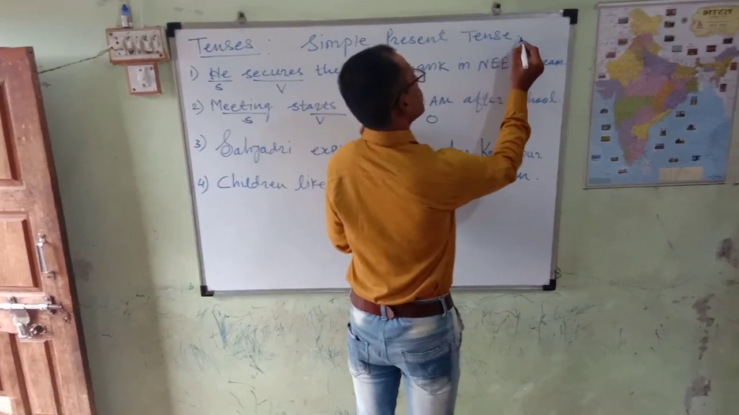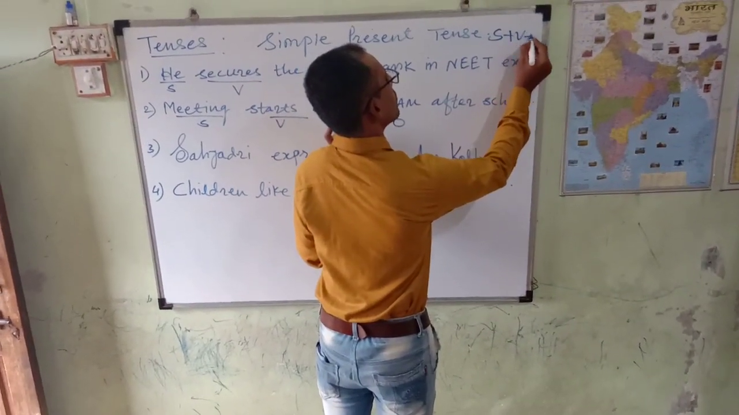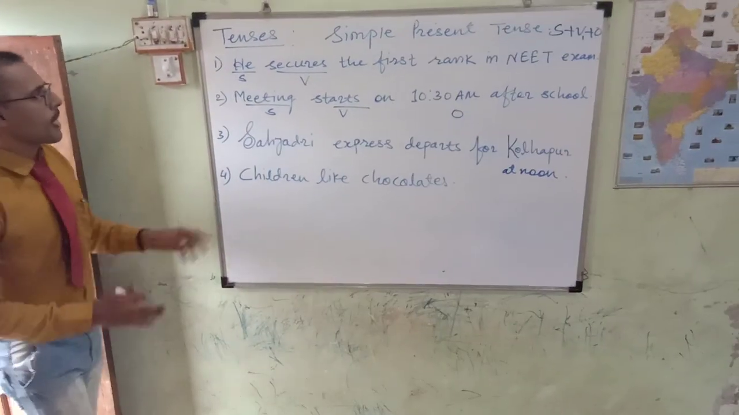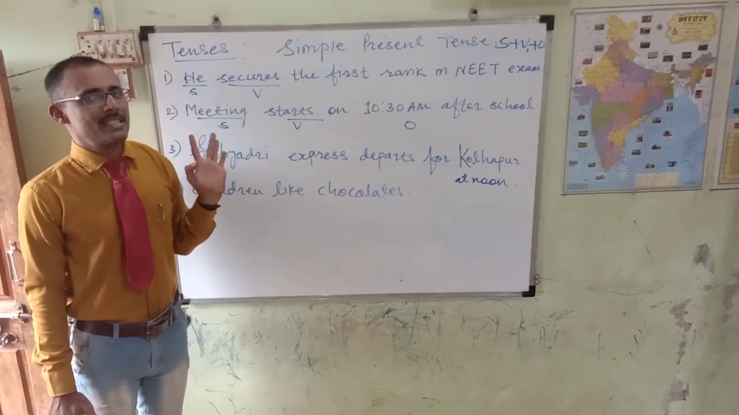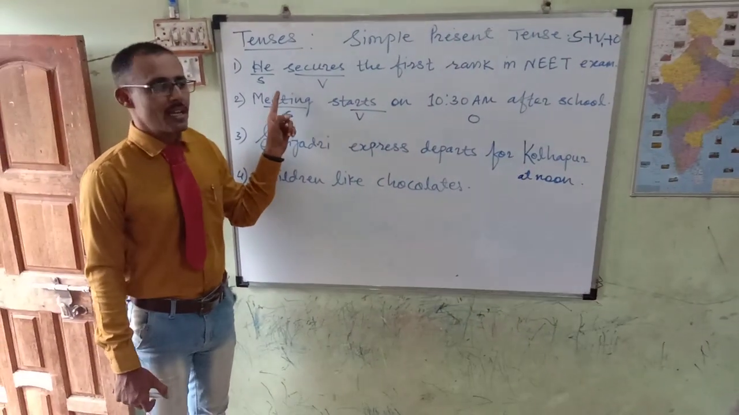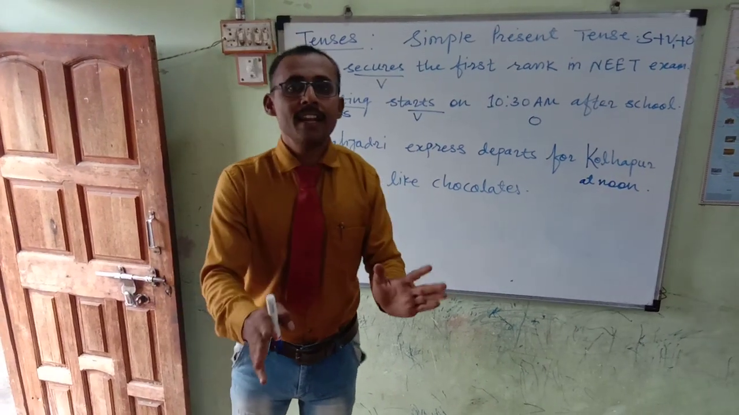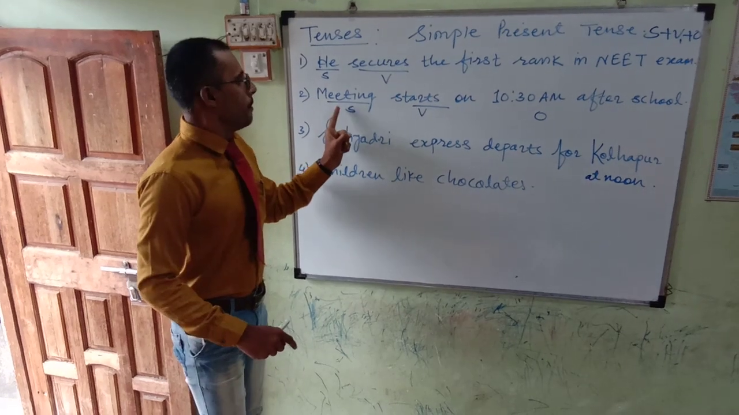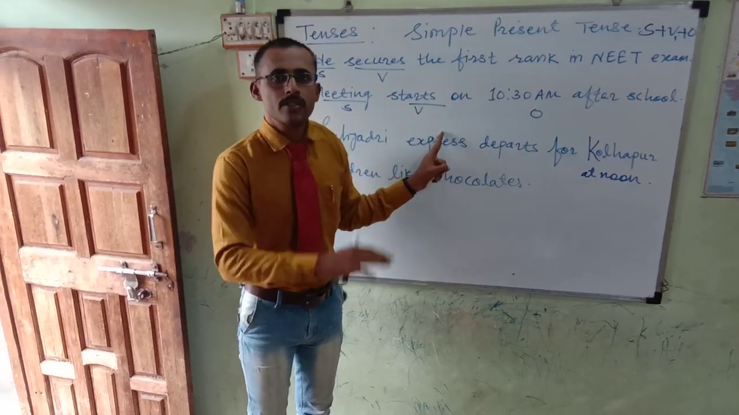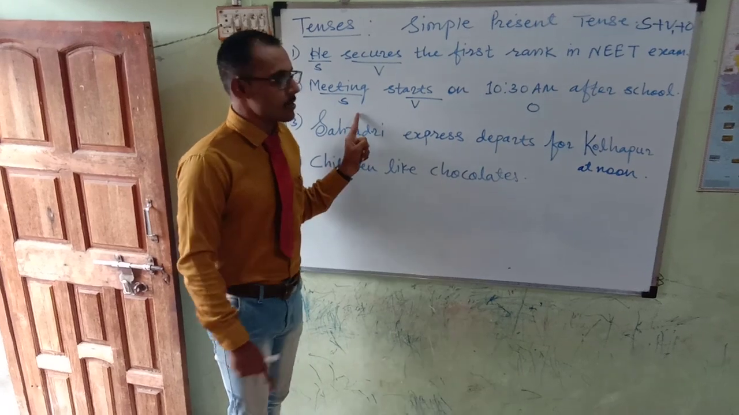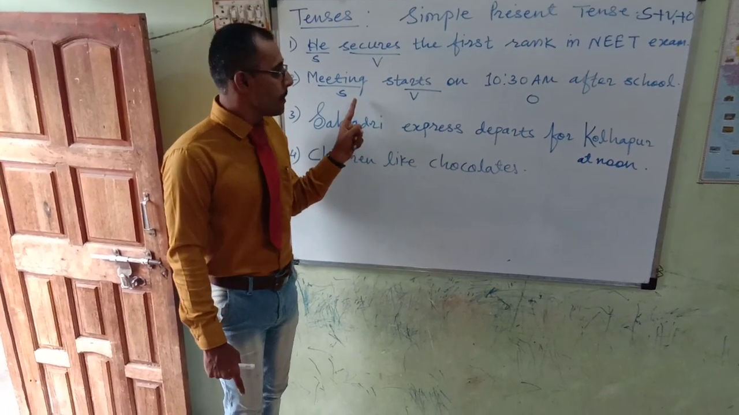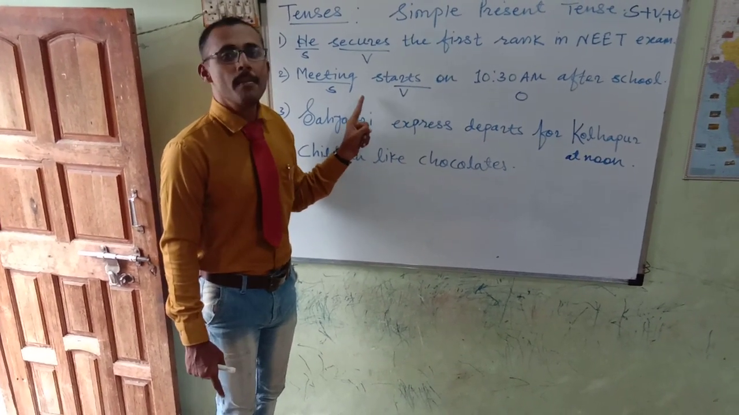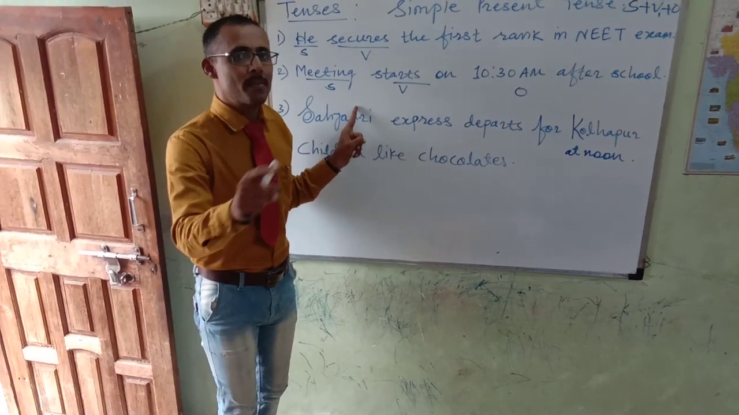Subject, verb, object, like that the formula is here. I write here: subject plus verb plus object. Here the verb is in first form. Now see the importance of simple present tense. Simple present tense means a decided plan, a definite plan and a fixed schedule. Listen: Meeting starts at 10:30 a.m. It is a fixed schedule. It is in the future, the mode is future, but it is written in the present tense. Why? It is decided by the principal, by the management. Therefore, it is in the simple present tense.